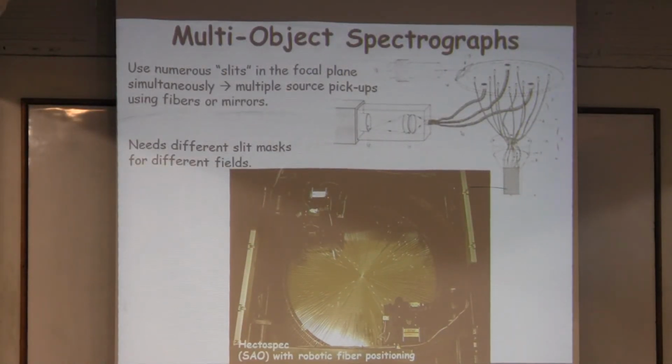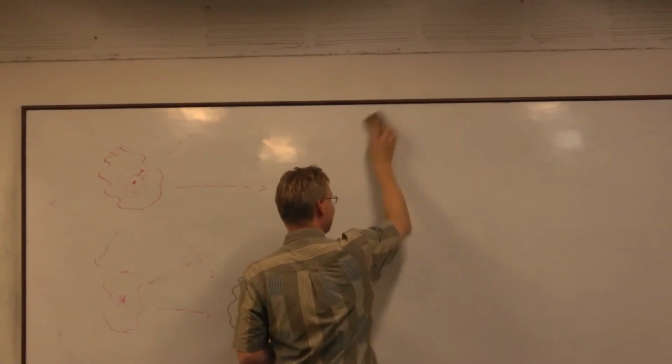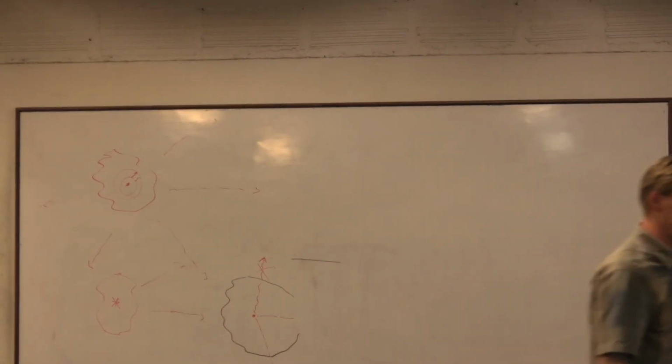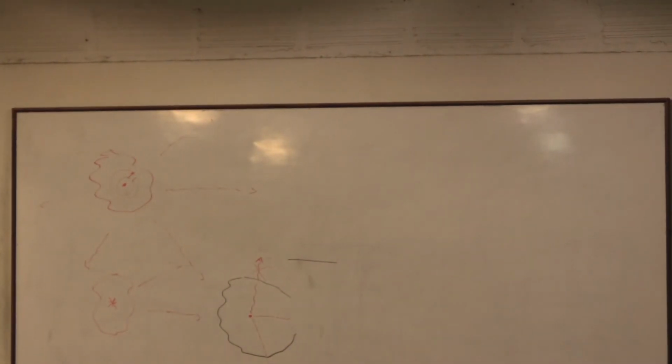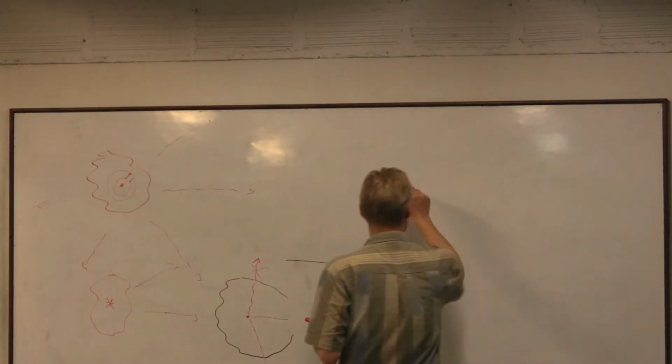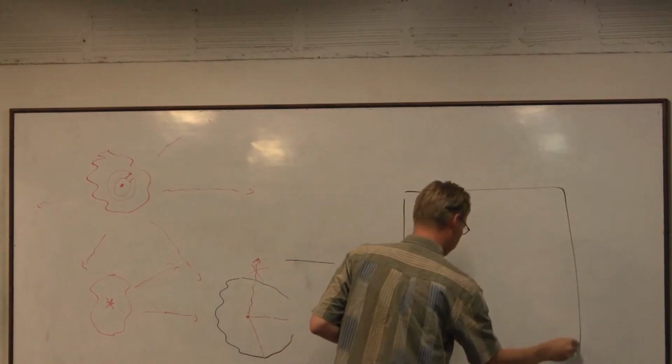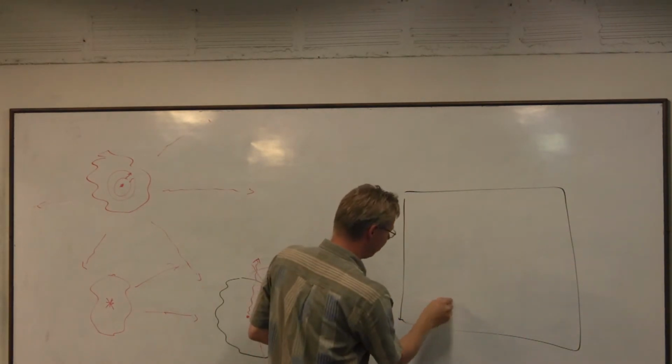Okay, so let's say you're an extragalactic astronomer. You look at the Hubble Deep Field, and you have lots of galaxies.